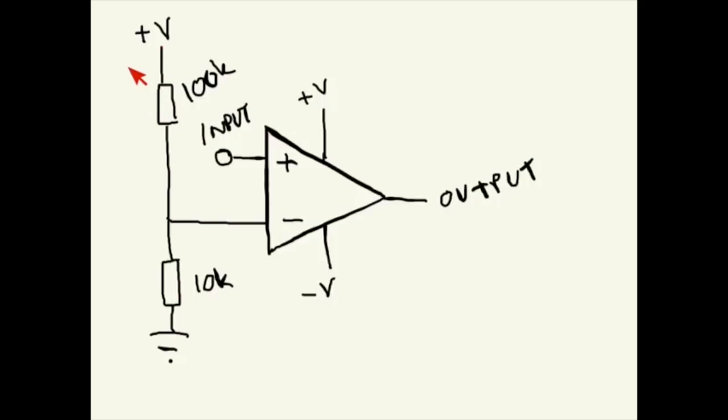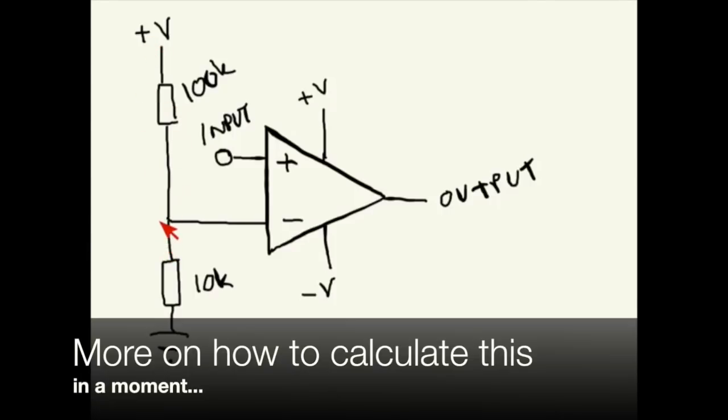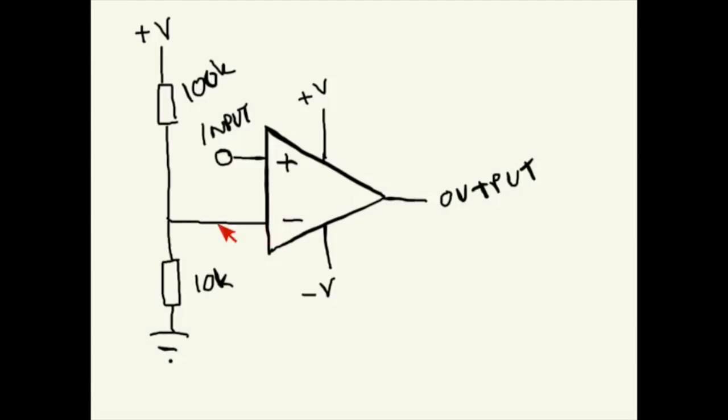So first we have a voltage divider here with 10k to ground and 100k to voltage plus, which in this case gives us around 1 volt. Reference voltage is 1 volt. And then we have the input, so when this one is lower than 1 volt, we get minus voltage on the output, and when it is higher than 1 volt, we get plus voltage on the output.